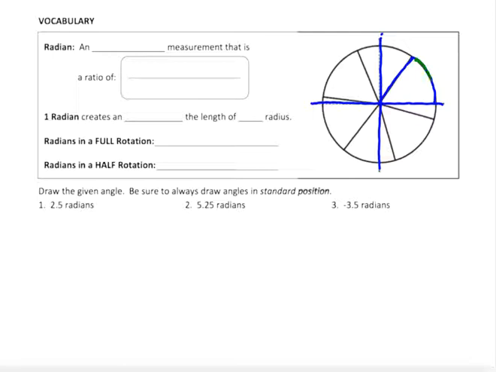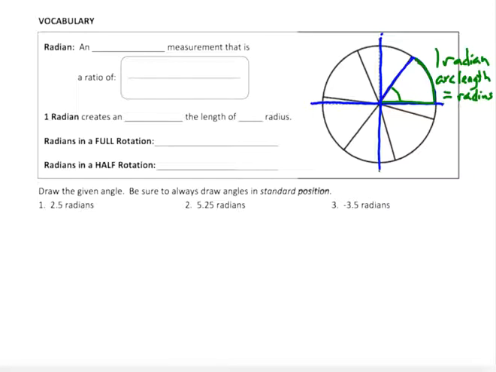If I take this arc on the outside and compare it with a radius, those two are equal measures. This angle in here is called 1 radian. The arc length and the radius are equal. So our arc length equals radius. I could have a circle that's much bigger, and the radius would be bigger, but when I curve it around the arc, I would still get the same angle here.